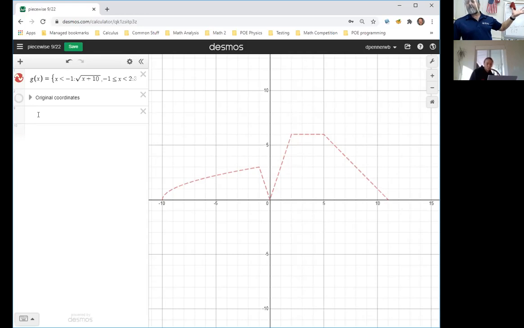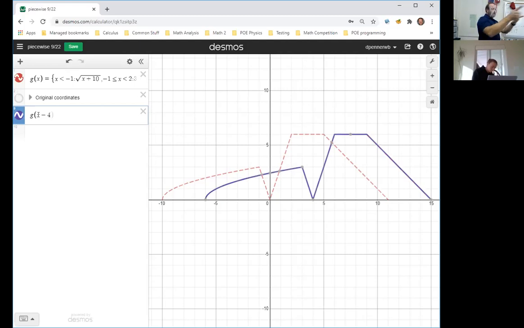So let's see if you guys can tell me how to do this. I would like to take this function right here and move it to the right 4 units. Could somebody tell me how to move this function specifically to the right 4 units? G of x minus 4. Did you succeed in moving the function specifically to the right 4 units?